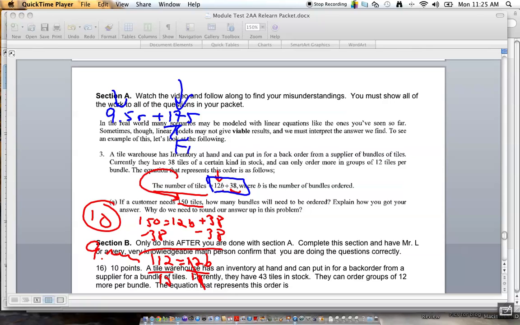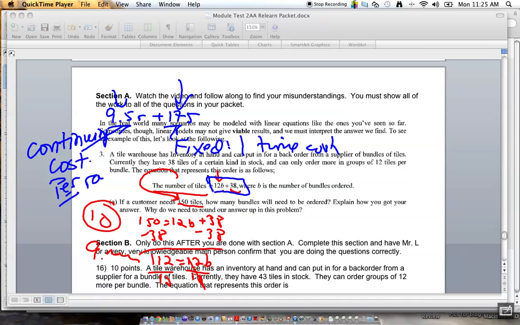Fixed, one-time cost, and this one is continuing cost per radio, hence you see the r there. So that's what you need to understand about that kind of question. In addition, for future questions on future tests, we want you to know that you can always plug the 150 in for the number of tiles, so it's on the left-hand side of the equal sign, and then just solve to come up with your answer.